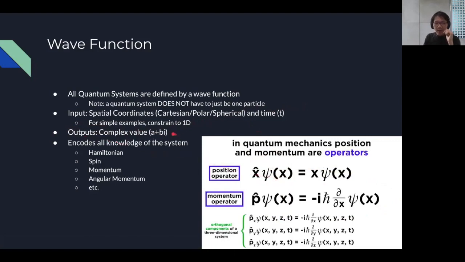And the output of this wave function is a complex value. So it's got a real component and an imaginary component, a plus bi. And this wave function is very useful to us because for any quantum system, that wave function encodes all the knowledge we want about that system. So the Hamiltonian, which is the sum of the potential and kinetic energies, the spin, momentum, angular momentum, etc.